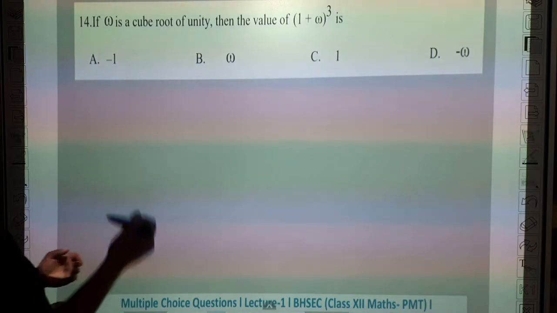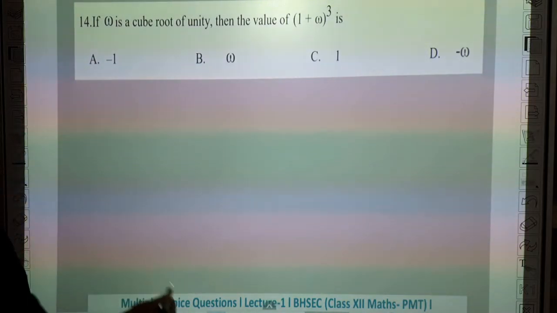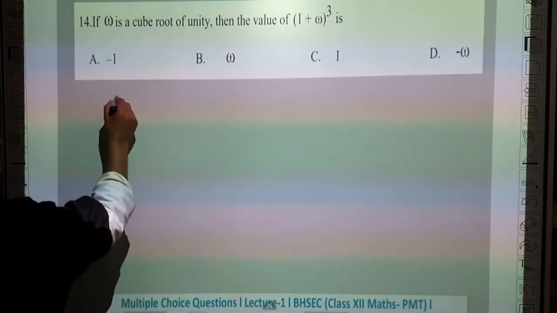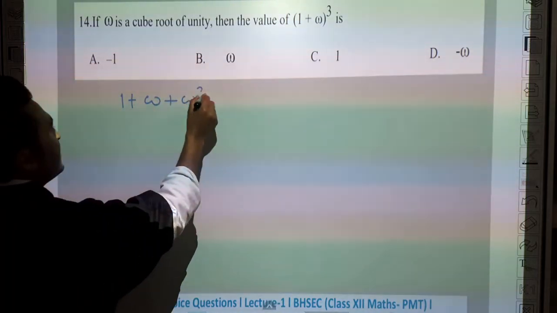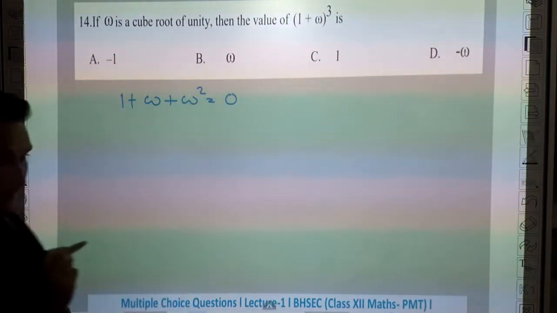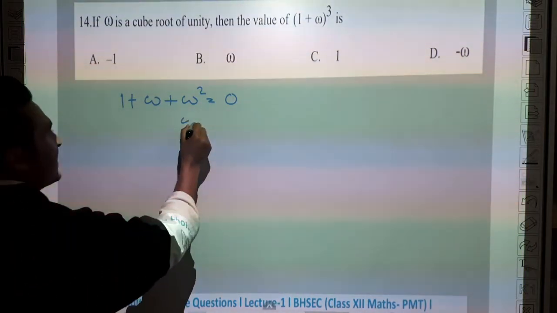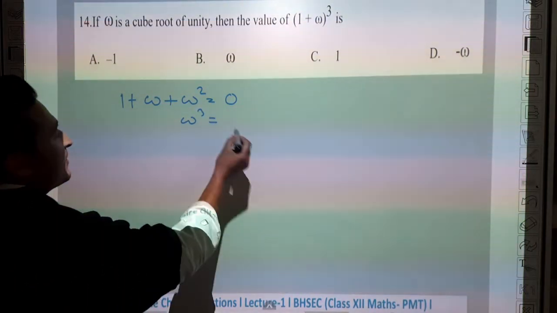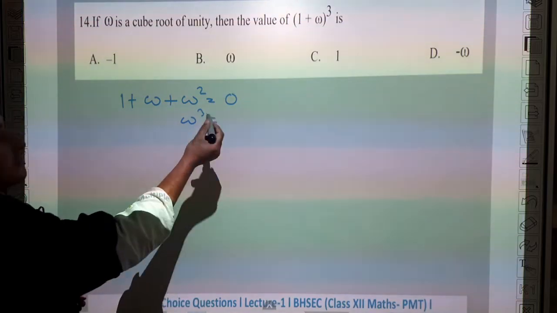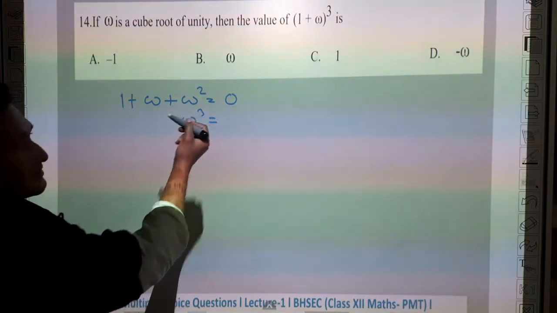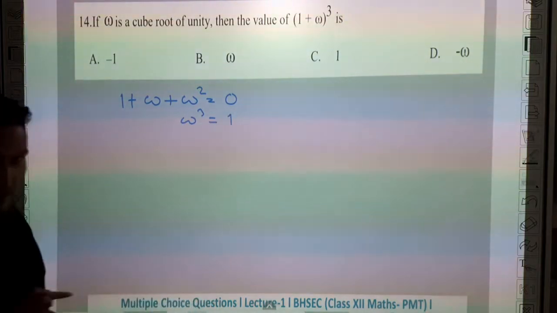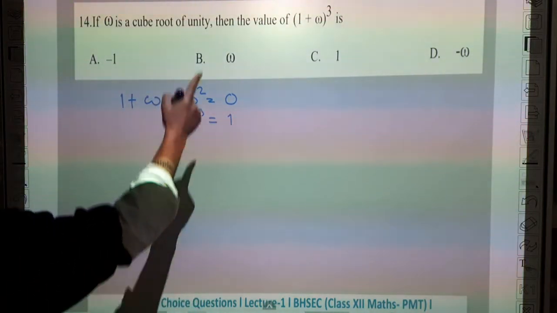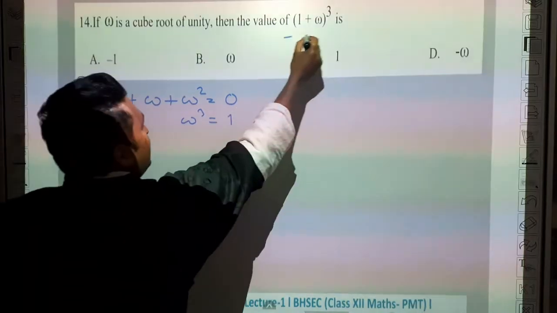Now, as soon as we have questions from this section, the thing that you have to remember is this relation: 1 plus omega plus omega square is equal to 0. There is one relation that you have to remember. Another relation is omega cube: if the exponent or power is a multiple of 3, then omega to that power is always equal to 1. With these two relations, let's try to solve this problem.